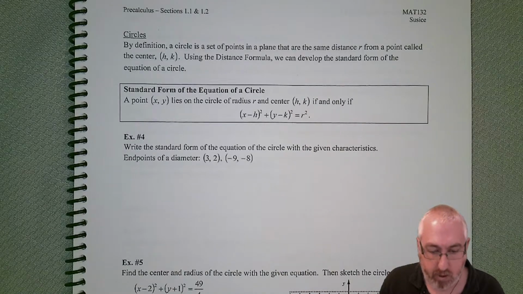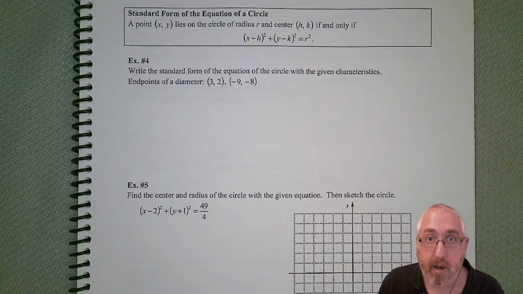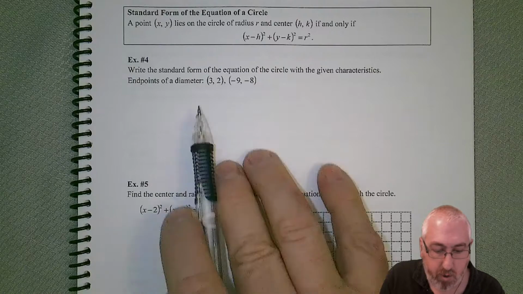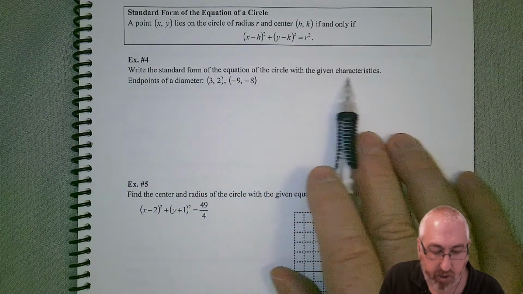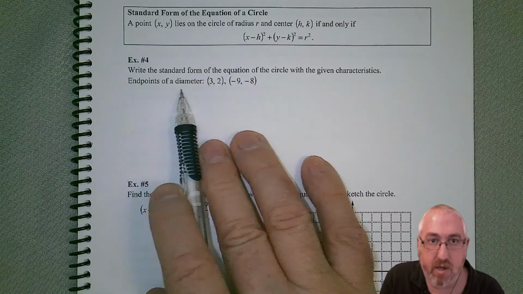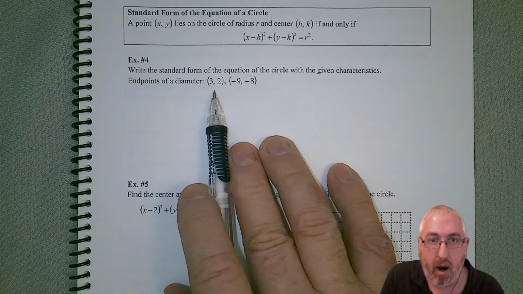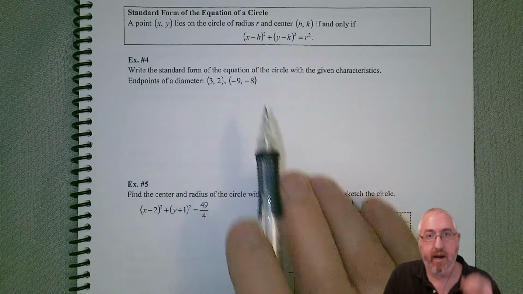So let's quickly get some applications going. We want the standard form of the equation of the circle with the given characteristics: the endpoints of the diameter are (3, 2) and (negative 9, negative 8).